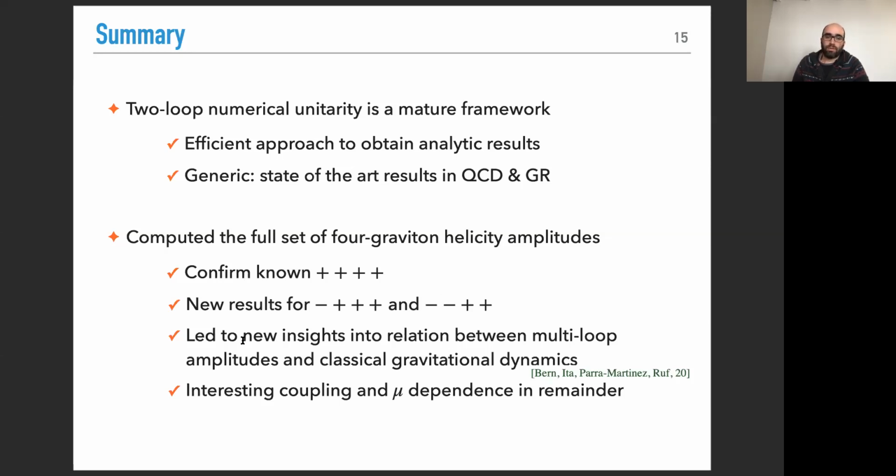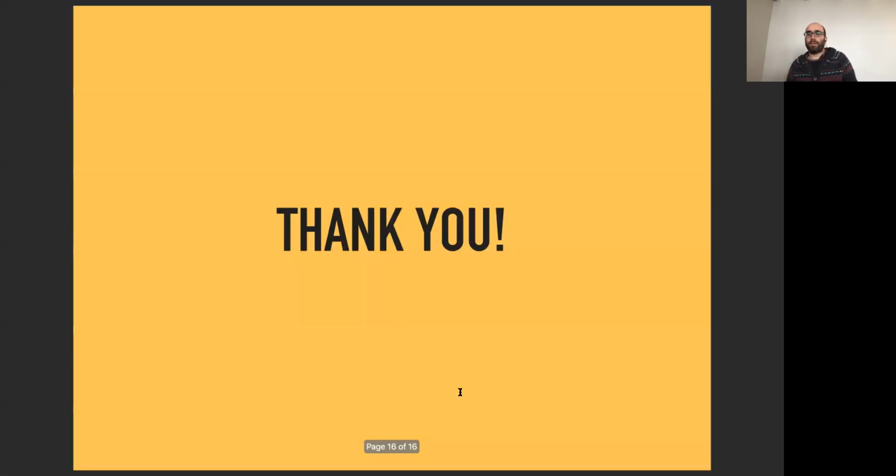This calculation already led to new insights into the relation between multi-loop amplitudes and classical gravitational dynamics, and here I refer you to this paper and to Julio's talk. We also found, or extended, some interesting perspectives on the couplings and the mu dependence of the remainders. Thank you.